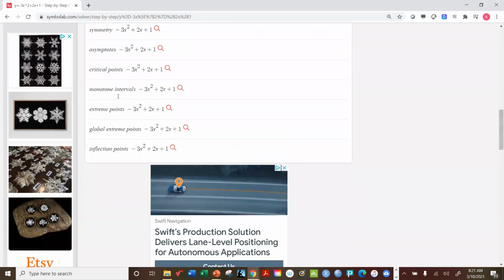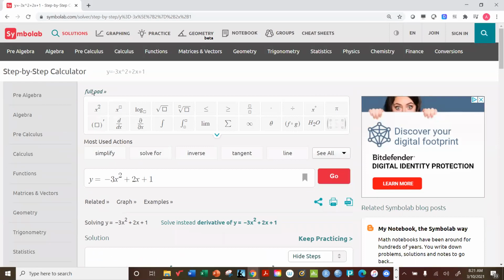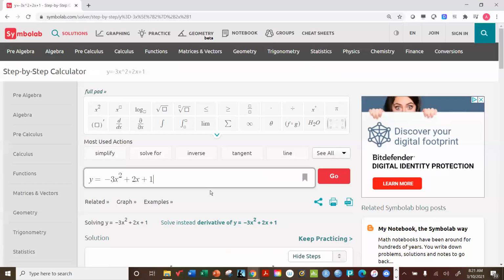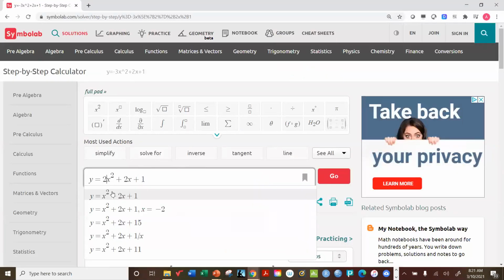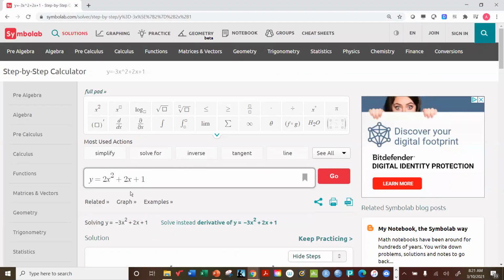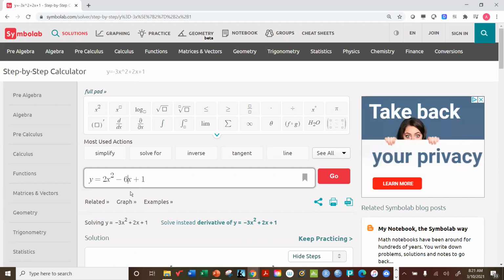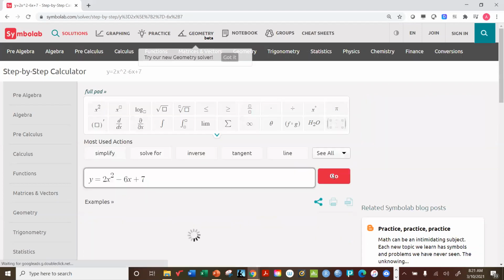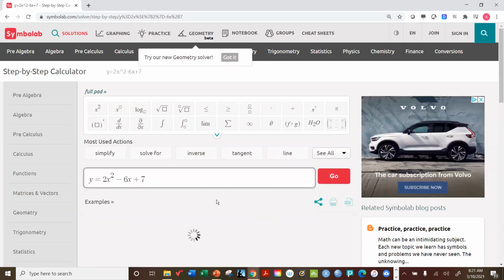So let's try it over here. As much as I love Excel, it's really not the best tool for this job. 2x squared minus 6x plus 7. All right, let's see what this thing looks like. And then you might be able to identify just by looking at it what the vertex is.